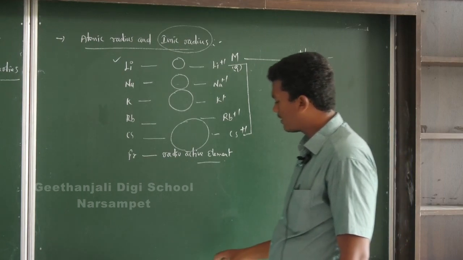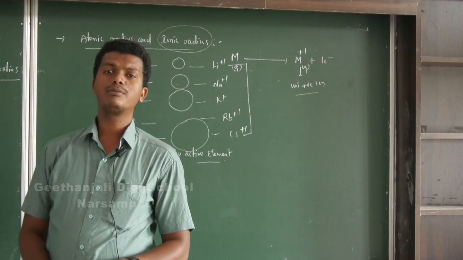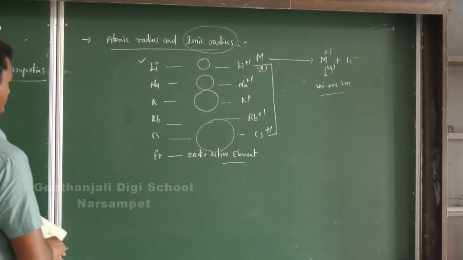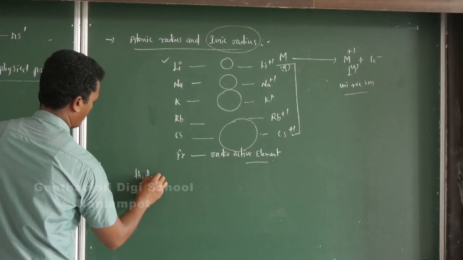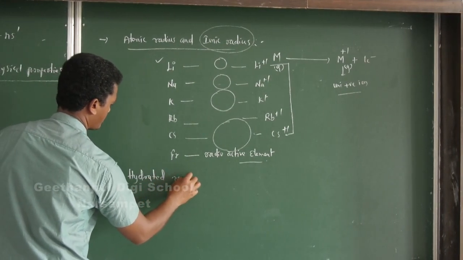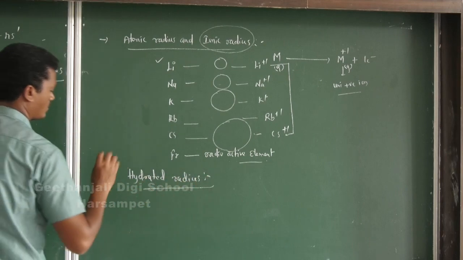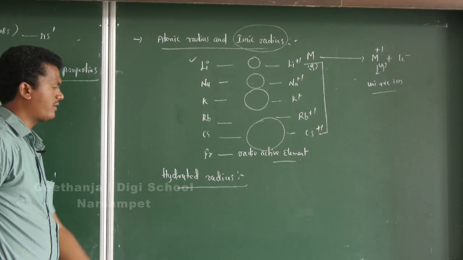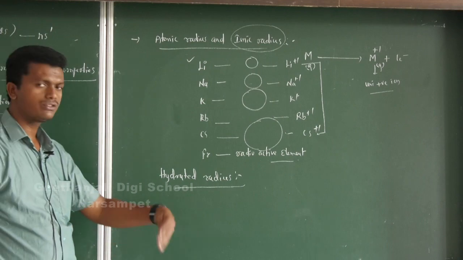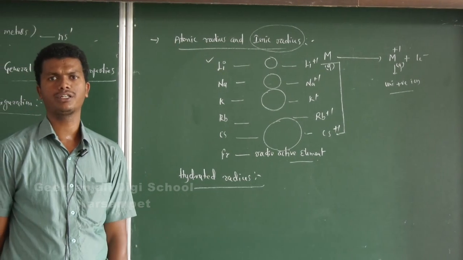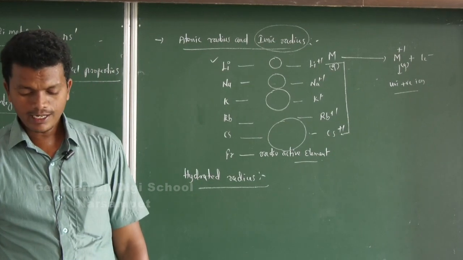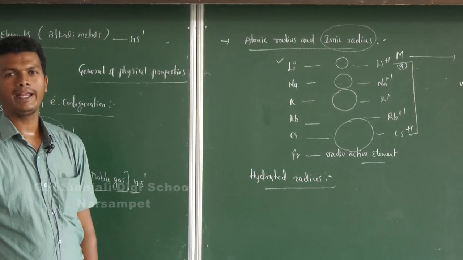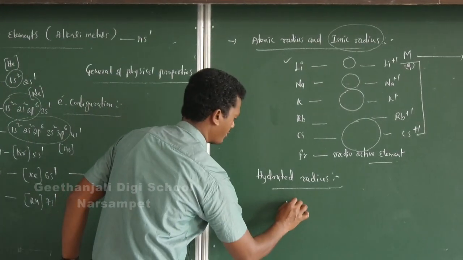The size variation when they are in the hydrated phase will be different compared to this gaseous phase. So, what is the hydrated radius? Very important. Hydrated radius. Before we go to this hydrated radius, let us have a small discussion about hydration. What is hydration? It means when 1 gram mole of gaseous ion is dissolved in water, that ion is called a hydrated ion.